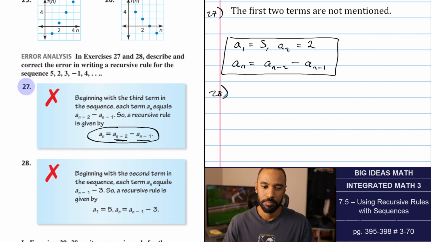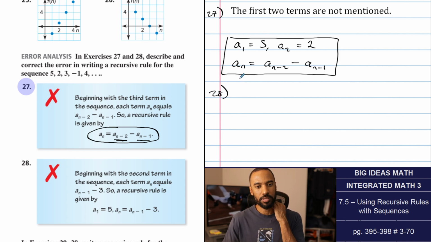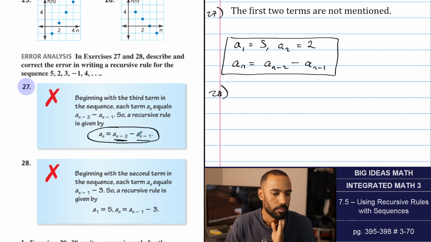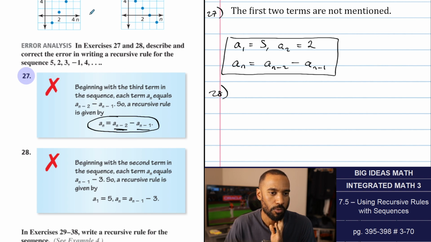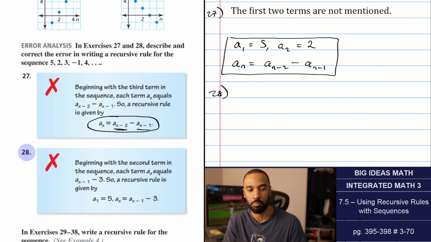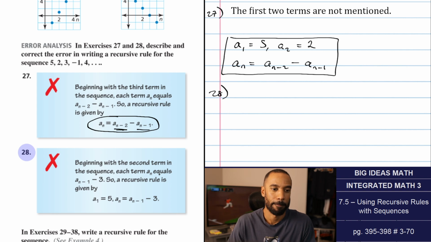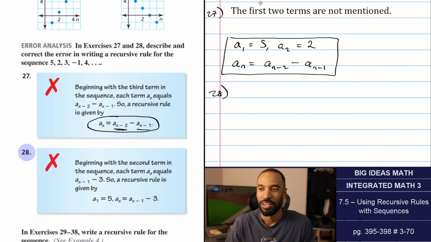Number 28, beginning with the second term in the sequence, each term a sub n is a sub n minus 1 minus 3 is a recursive rule. Well, this is very wrong on number 28. 27 was very close. It actually had that idea of recursion with the previous two terms. We're only subtracting 3 the first time. After that, we're not at all. This is not an arithmetic sequence.